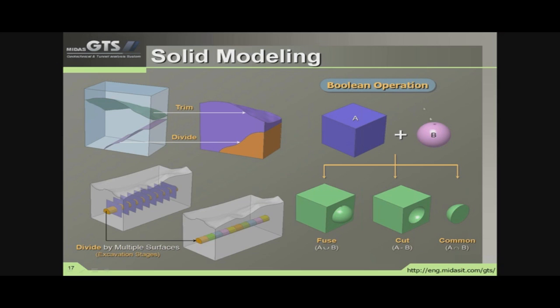Also, you can perform the Boolean operation. If there are two solids, you can fuse them together, or you can take the intersected part, or you can create a cut. So the Boolean operations, as in fuse, cut and common, are available, and you can use these operations while you are doing the geometric modeling.